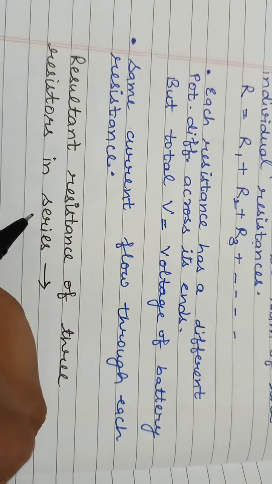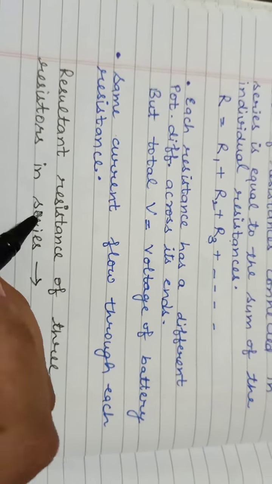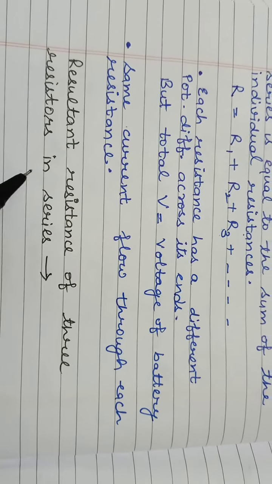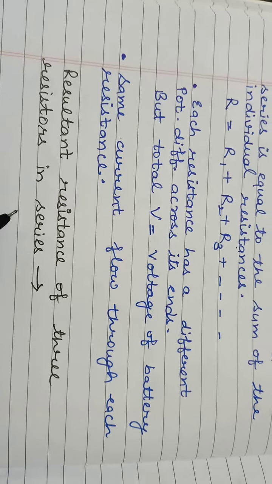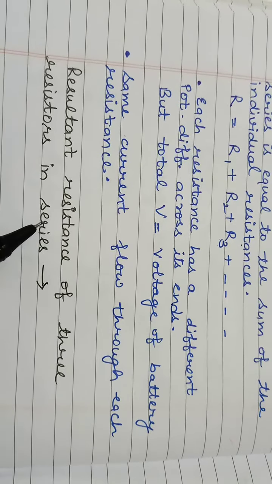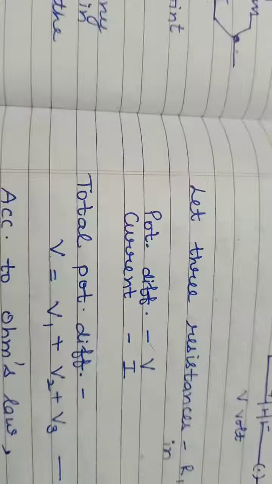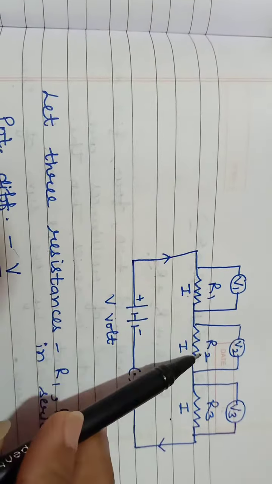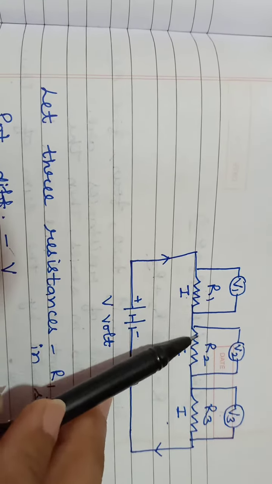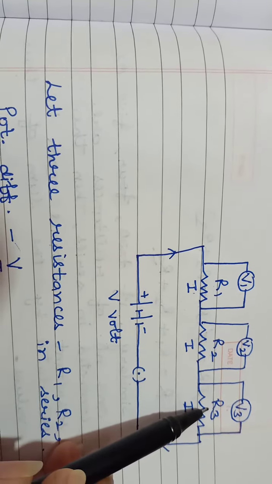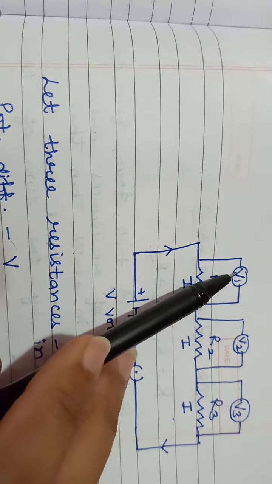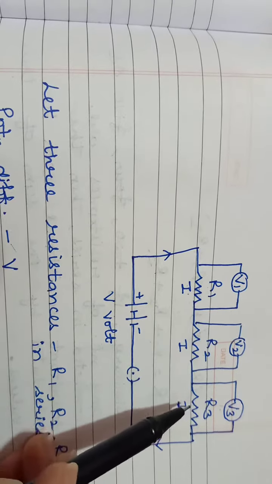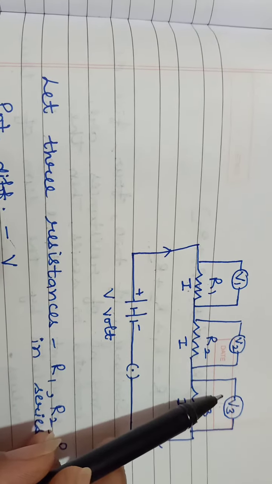Now there will be the derivation of this formula. That means the resultant resistance of the three resistors in series. How the three resistors are connected in series, this will be the diagram. These are the three resistors R1, R2 and R3 which are connected with each other in series combination. For R1 we have V1 potential difference, for R2 V2 potential difference and for R3 V3 potential difference.